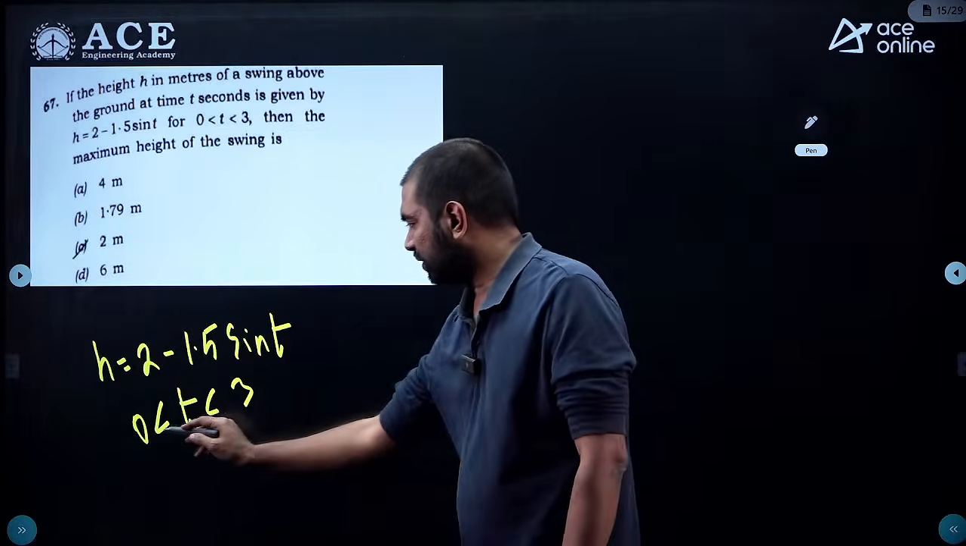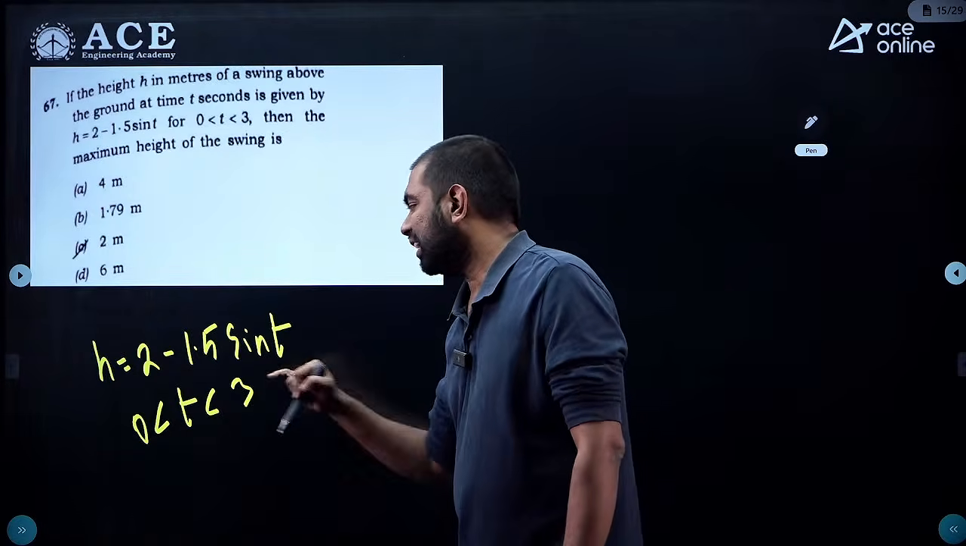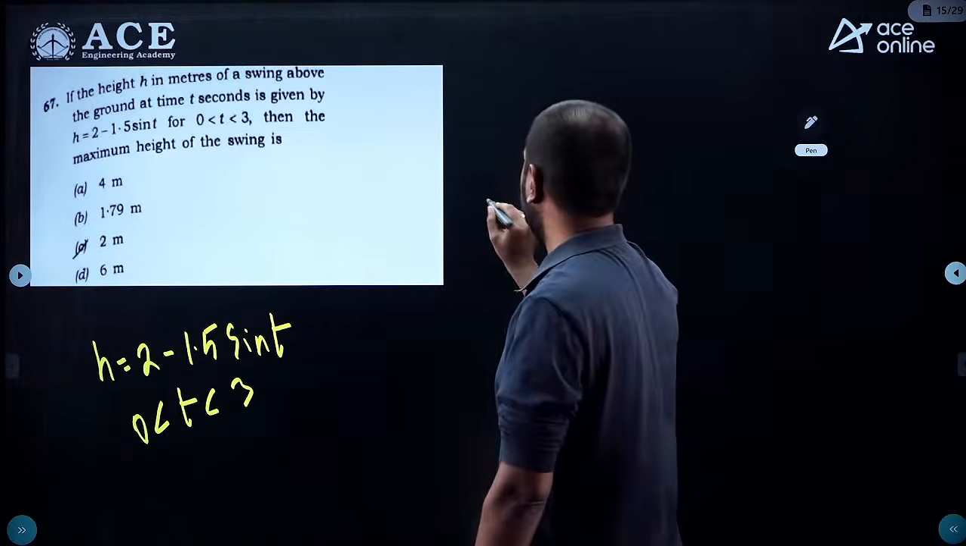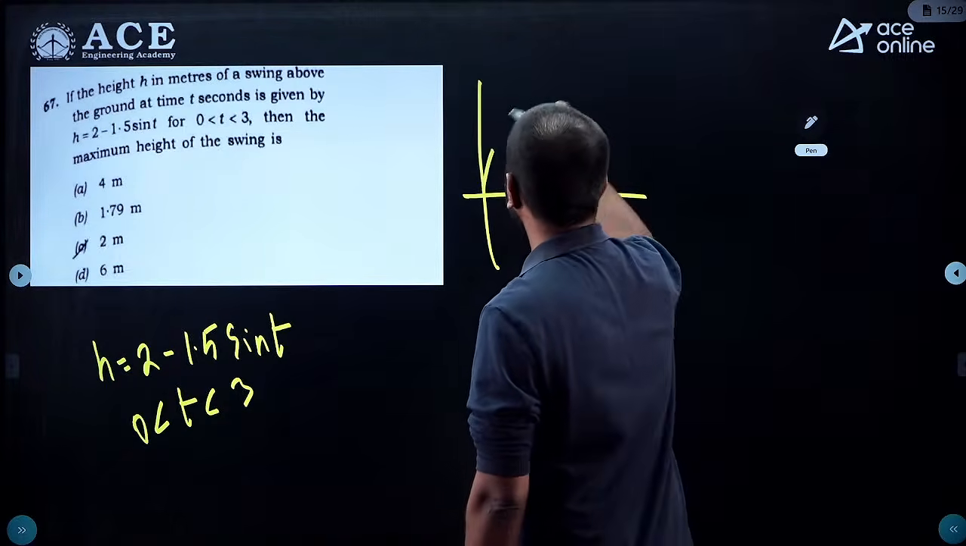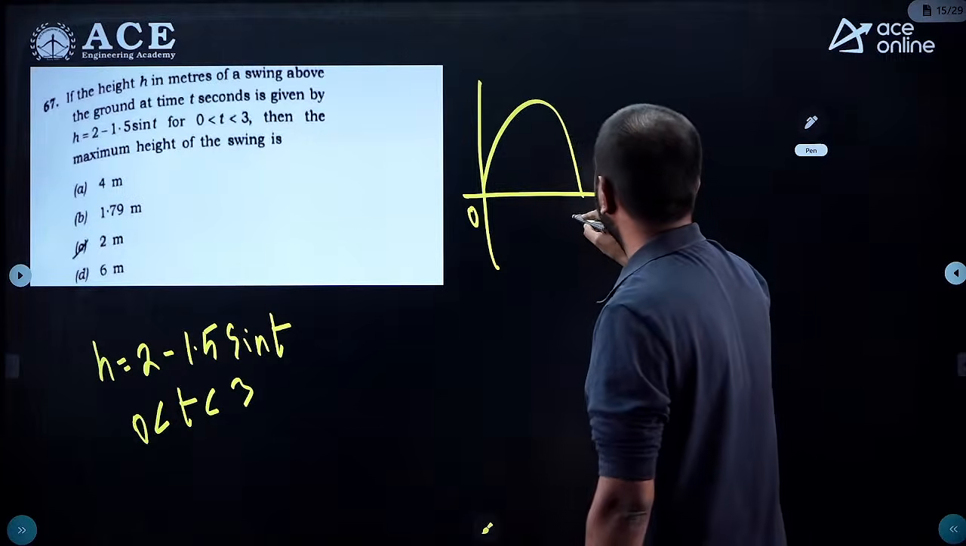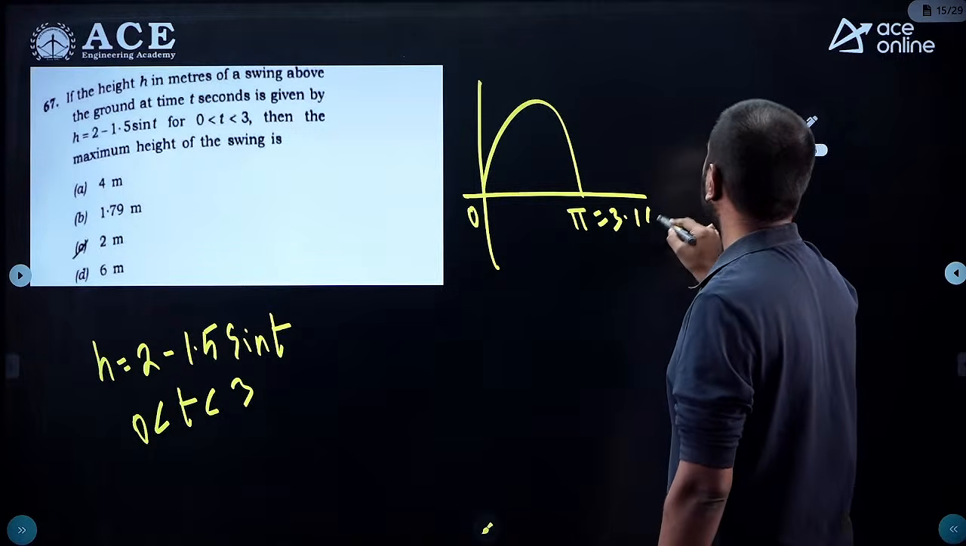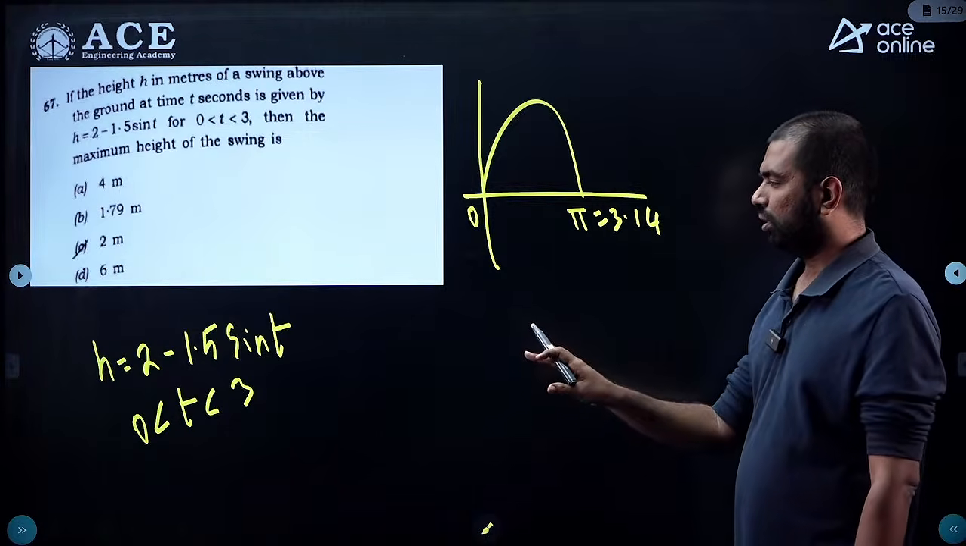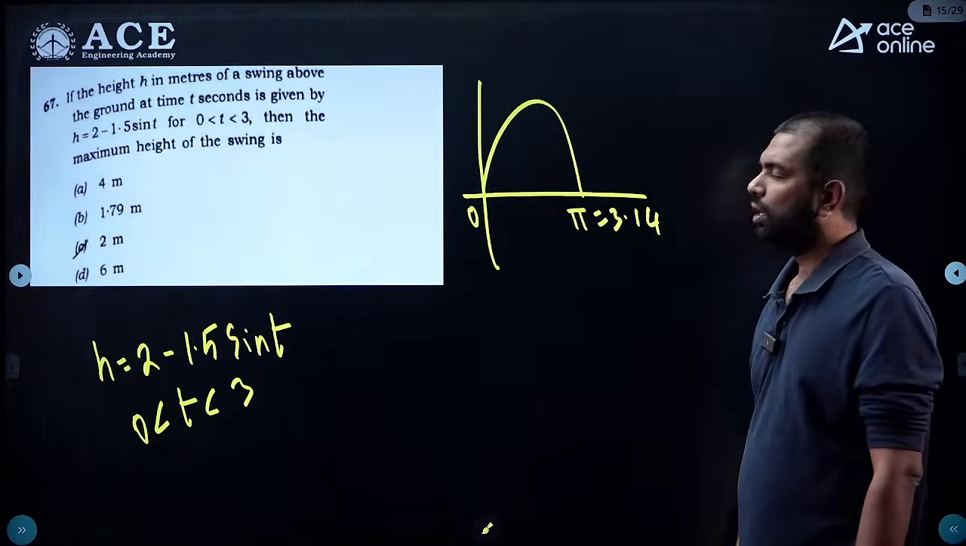Sin t. So this can be viewed as 3 sin t, let's say pi value is 3.14. So if you look at the sin t graph, it is like this, 0, and this is pi, which is approximately 3.14. But you are supposed to see it in the open interval 0 to 3. So how do you do it?